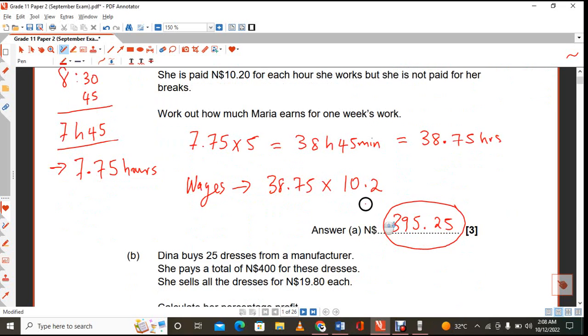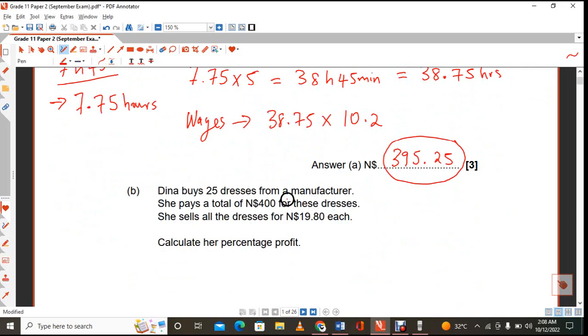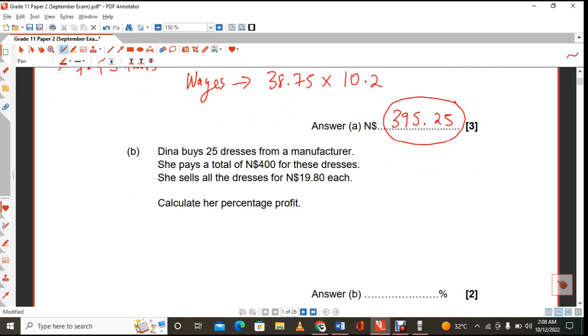is worth 3 marks. Then, part B: Dina buys 25 dresses from a manufacturer. She pays a total of $400 for these dresses. She sells all the dresses for $19.80 each. Obviously, she's making a profit, and you're asked to calculate the percentage profit. So let us determine what the profit is. The profit is going to be the 25 dresses that she sells for 19.8, so that is the selling price, take away the cost price of $400. That's going to give you $95.